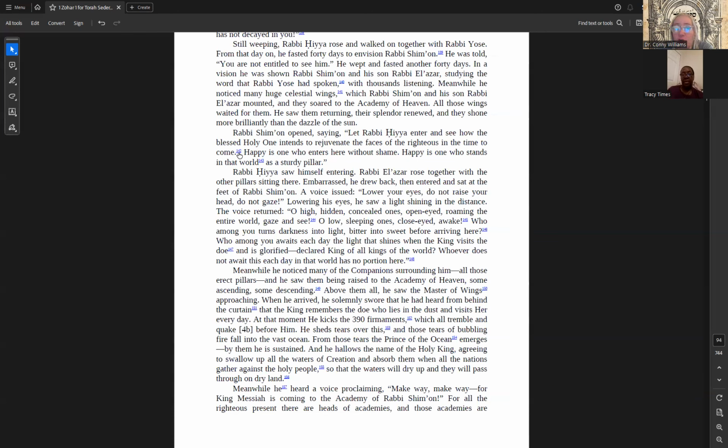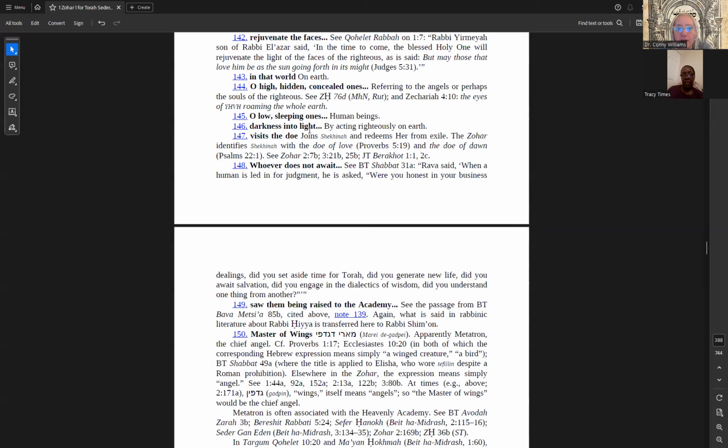142, rejuvenate the faces. Rabbi Yirmiyah, son of Rabbi Eliezer, said, "In the time to come, the Blessed Holy One will rejuvenate the light on the faces of the righteous, as is said, 'But may those that love him be as the sun, going forth in its might.'" Judges 5:31.